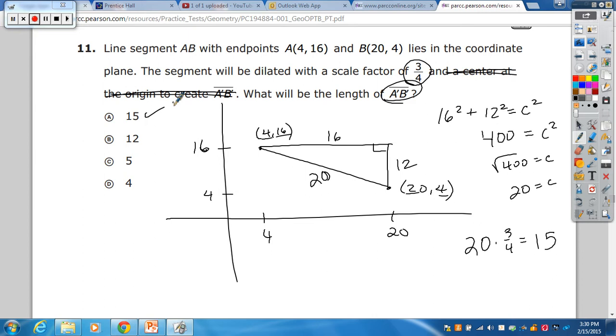So that's a pretty simple problem. Just to make sure you understand dilation: if the scale factor is 1, it's equal, so you don't have to change the length. If it's greater than 1, it's going to be larger. If it's less than 1, it's going to be smaller than the figure. Okay?